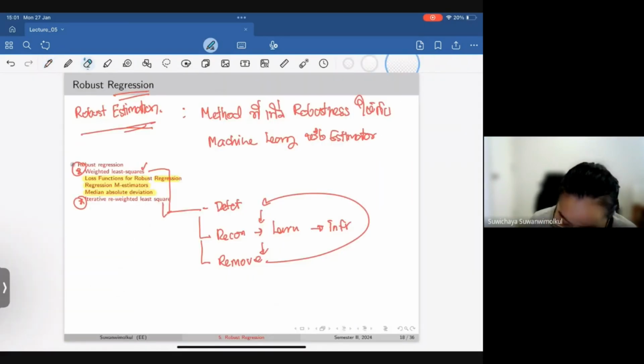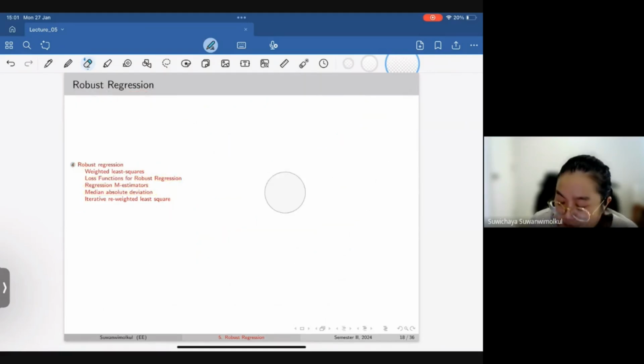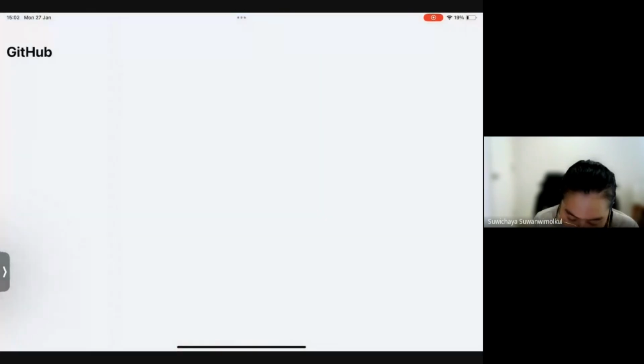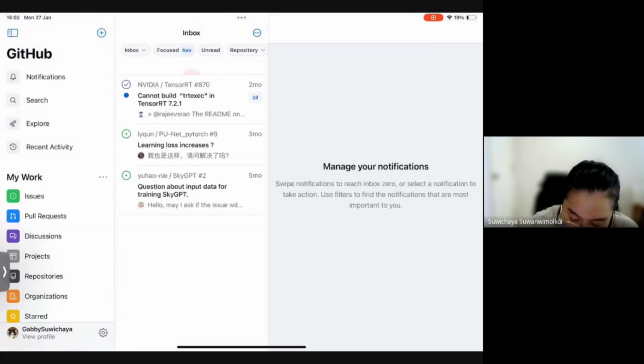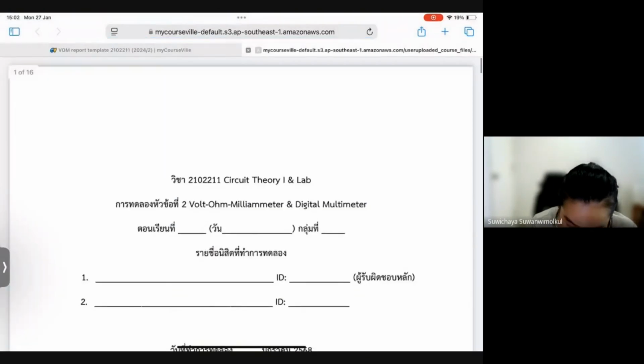And the last thing is about robust estimation. Maybe before I start this one, I would like to take a little break because my battery is nearly run out again. And also, just a little recap. Actually, I put it on my course view already. I'll just go through this.